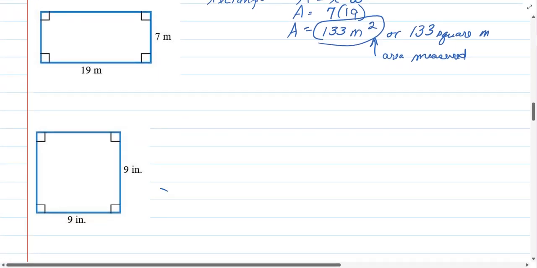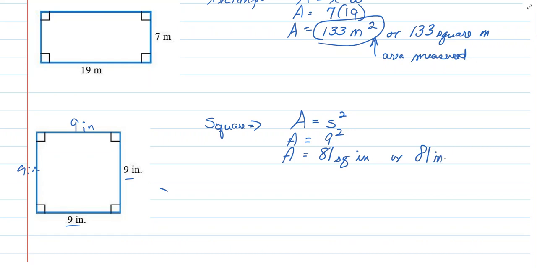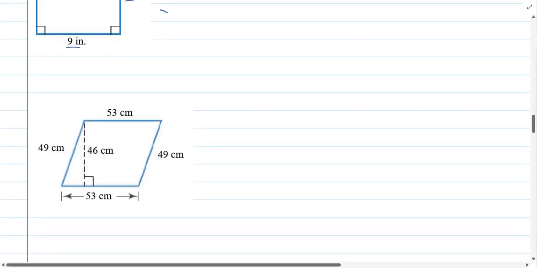This is a square. You can tell it's a square because it's 9 and 9, and they're 90 degrees. So this is 9 inches and this is 9 inches. So this is a square. So area for a square is side squared. So area is going to be 9 squared. Area is 81 square inches, or 81 inches with a little 2 after it. All right. Nothing difficult. You've done this since grade school.